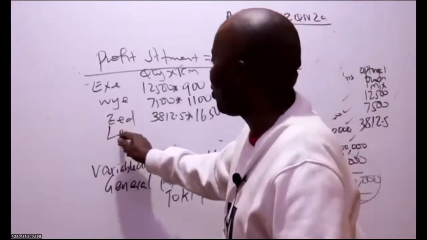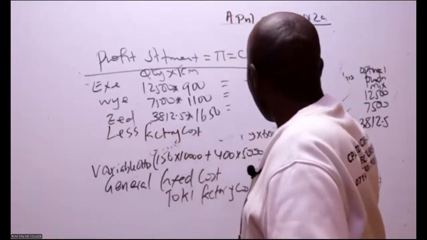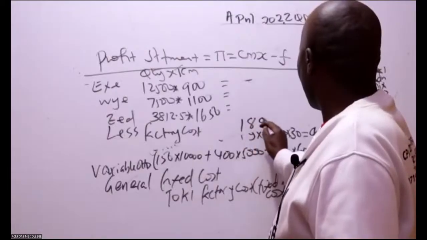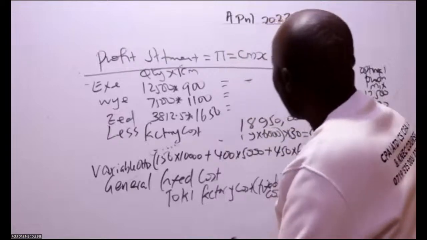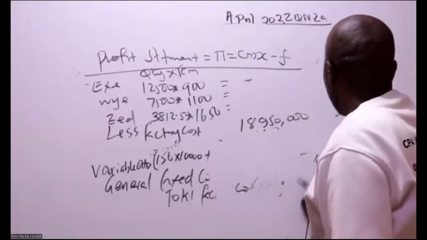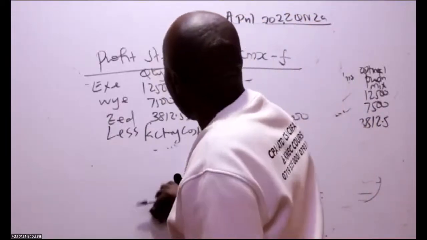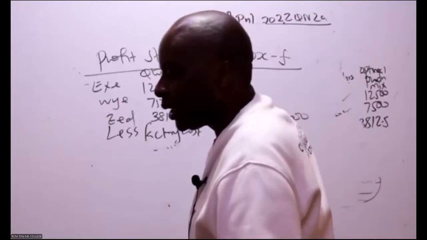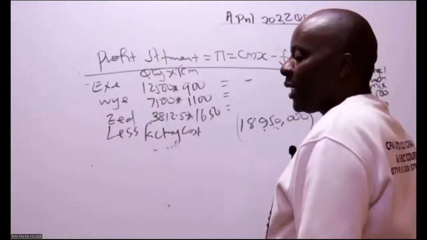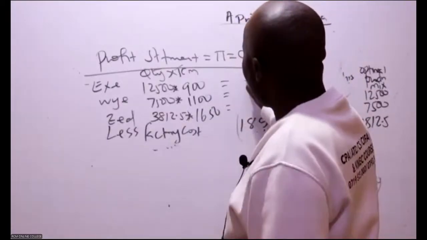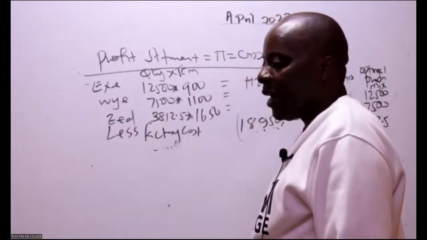Less factory costs. And the factory cost is this 18,950,000. I don't want to leave this question hanging. I would want to finish it, and I can only finish it if you are able to give me these figures. So this is to be subtracted. So 12,500 times 900, so 11,250,000. Then we have 7,500 times 1,100.